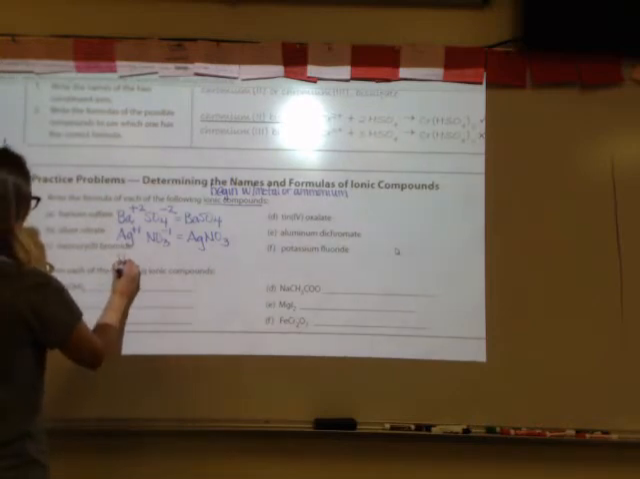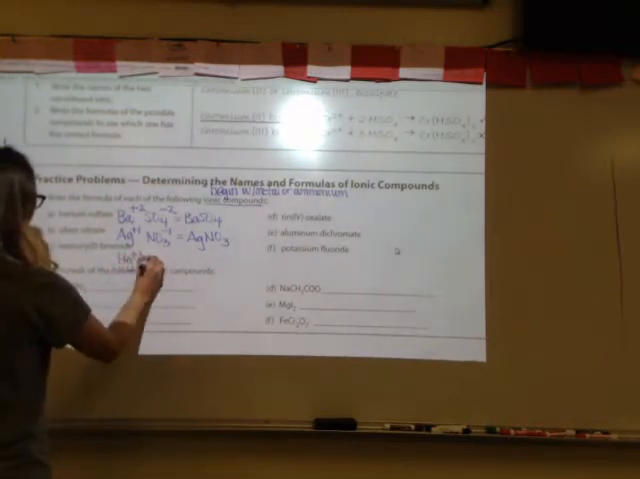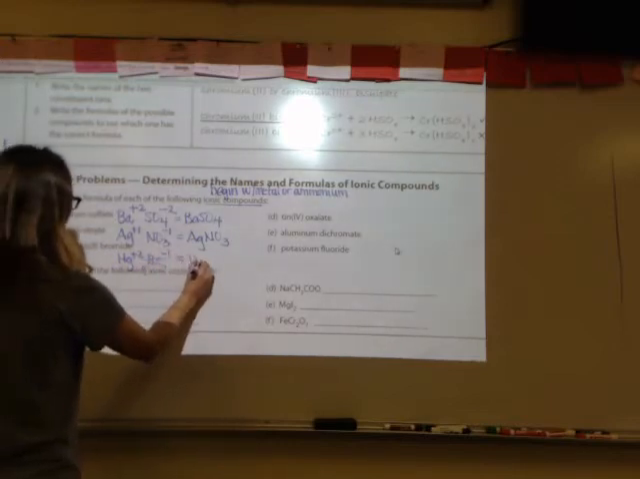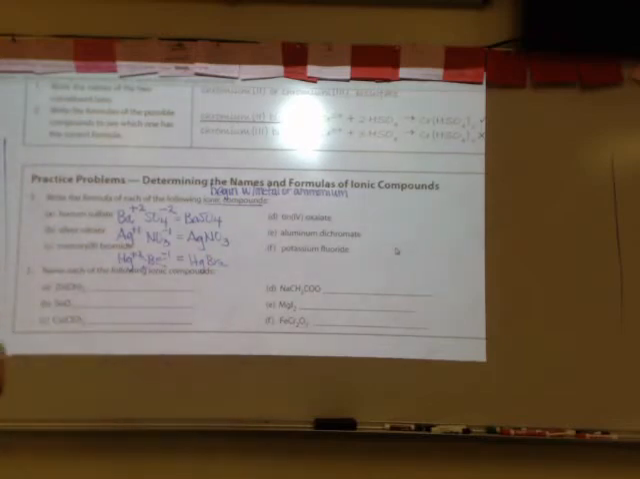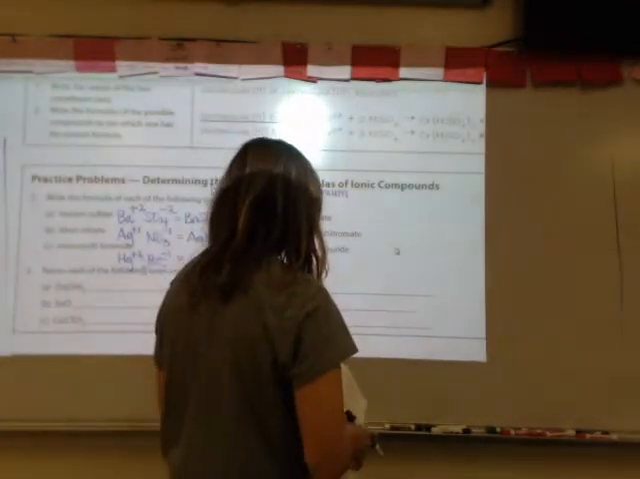For C, we have mercury 2 bromide. So this would be Hg +2, Br -1. Cross the numbers and the charges to give you HgBr2.